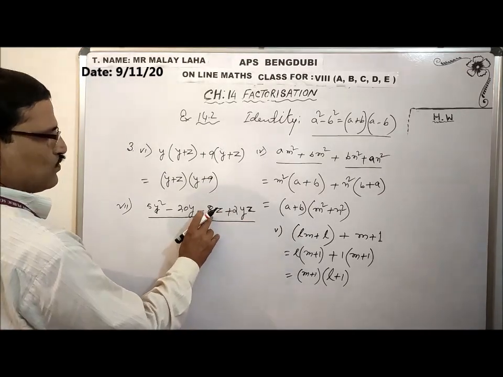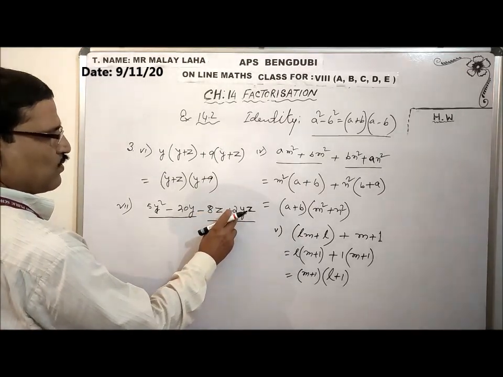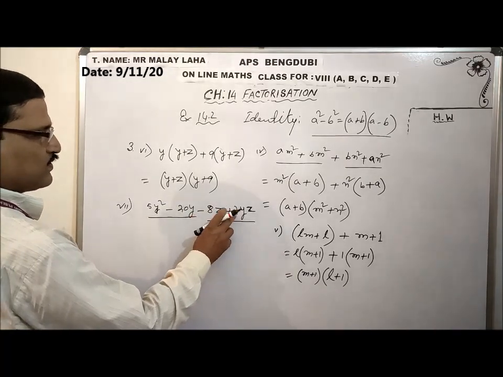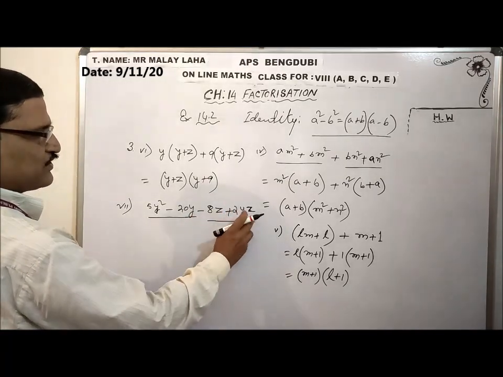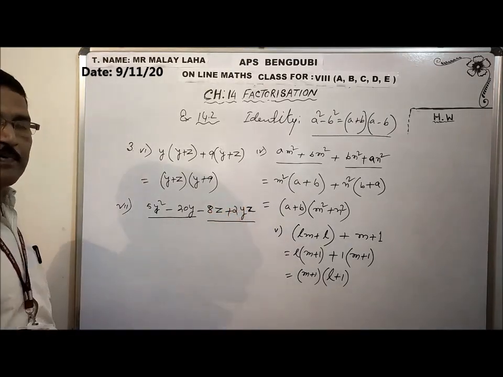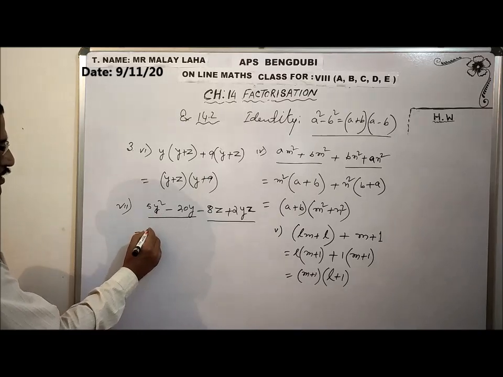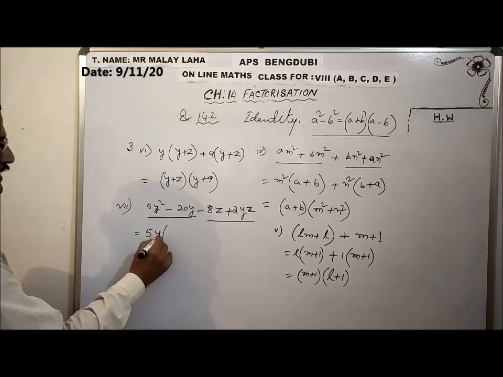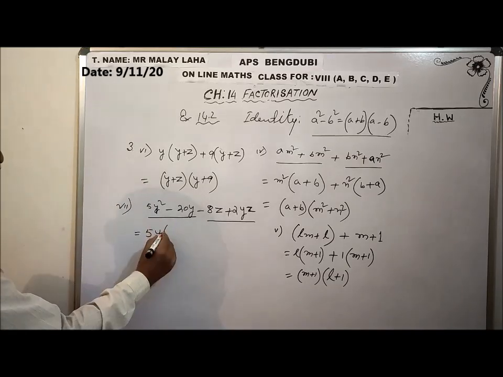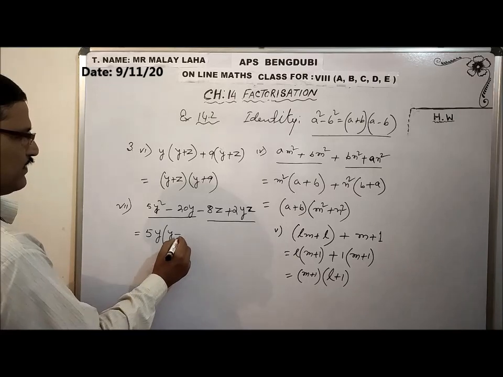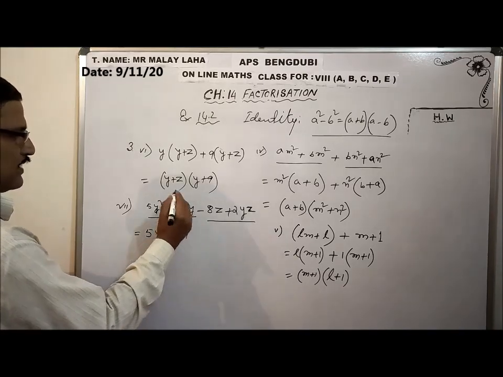Here 8z and 2yz. It is divisible by 2, it is also divisible by 2. It is divisible by z, it is also divisible by z. So a common factor I can easily take. Okay. So now here, if I take common factor 5y, what is left out? 5 is out, y is out, y is left out. Minus, if I divide by 5, it will be 4, y is out.